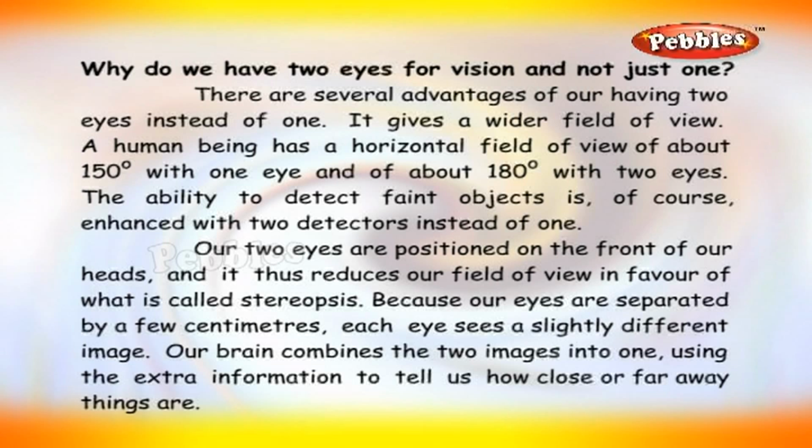Our two eyes are positioned on the front of our heads, and it thus reduces our field of view in favor of what is called stereopsis. Because our eyes are separated by a few centimeters, each eye sees a slightly different image. Our brain combines the two images into one, using the extra information to tell us how close or far away things are.